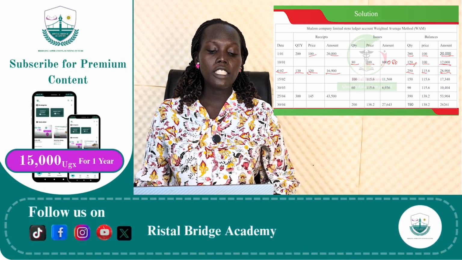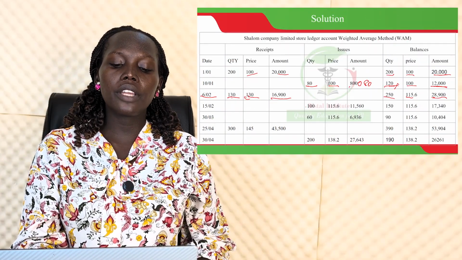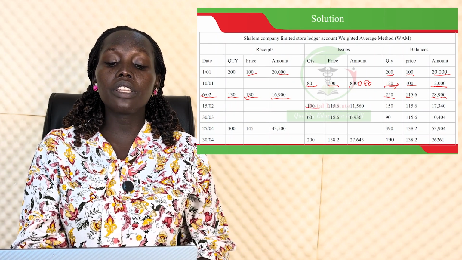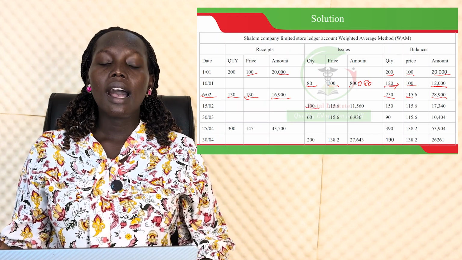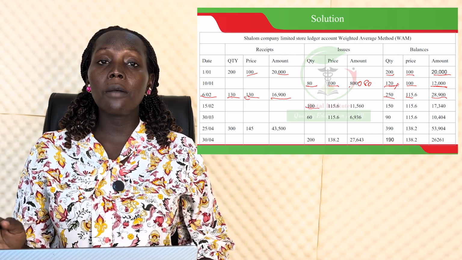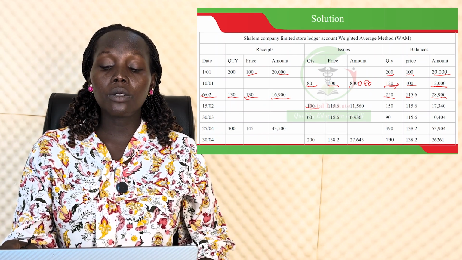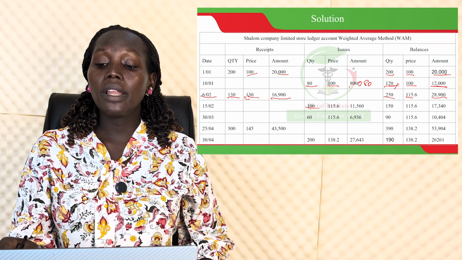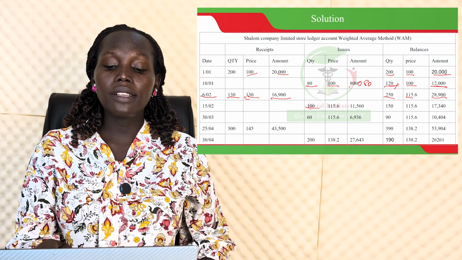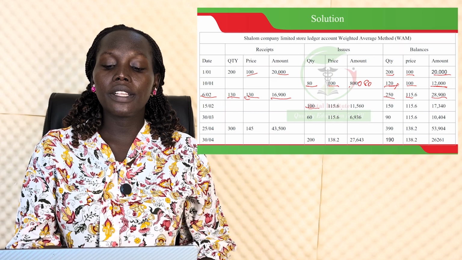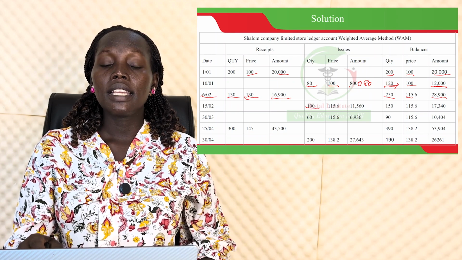So they are telling us that on 15th of February, we issued out 100. So this 100, we are going to sell it at which price? Remember, we have come up with our ruling price. So we are going to sell it at the ruling price, which is 115.6. So when we multiply, we get 11,560.